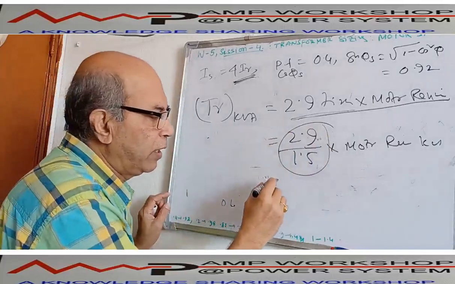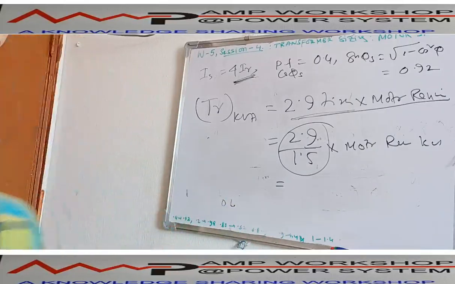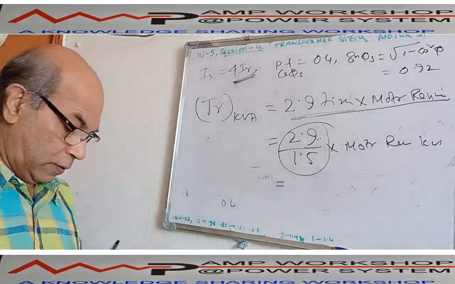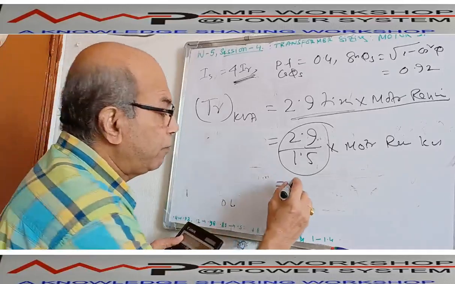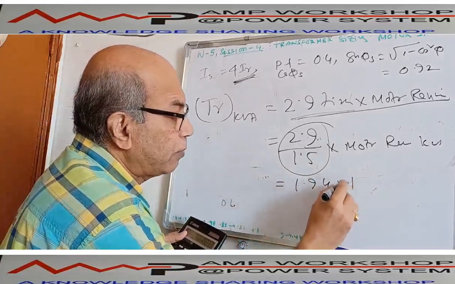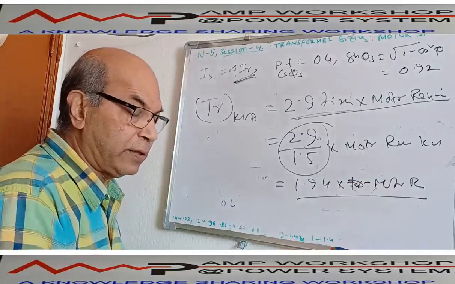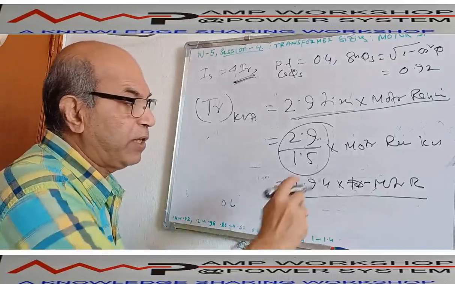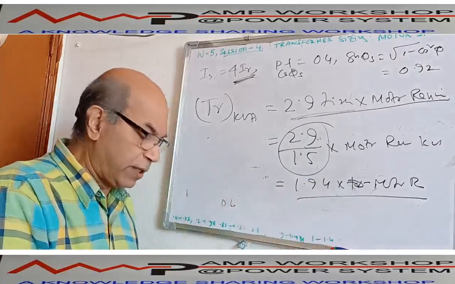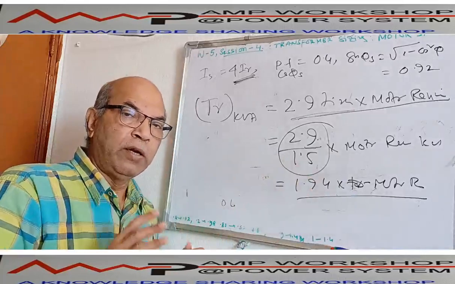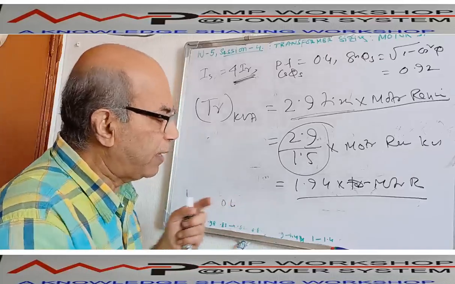So if we calculate this, it will come to 2.9 divided by 1.5, so it will be 1.94 into the motor running KVA. So approximately we can say we need approximately 2 times the motor rated KVA, approximately 2 times will be suitable for motor starting as well as motor running condition. So okay, this is our final KVA of the transformer.